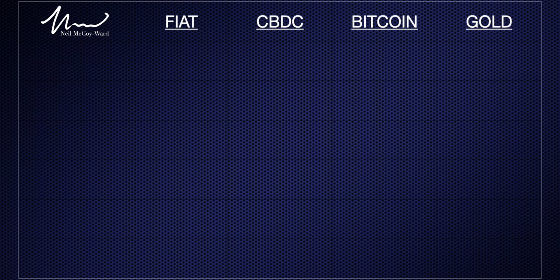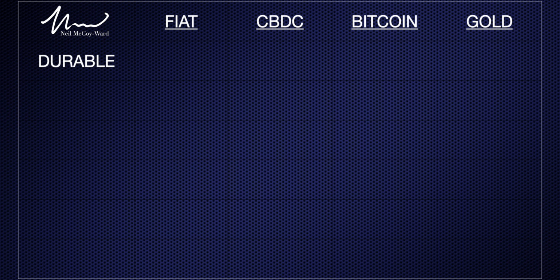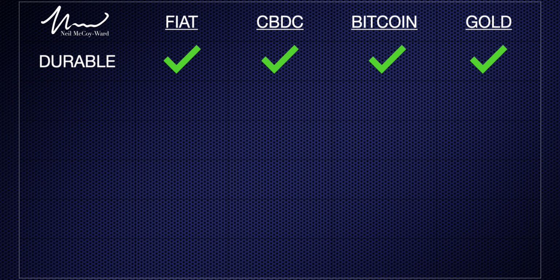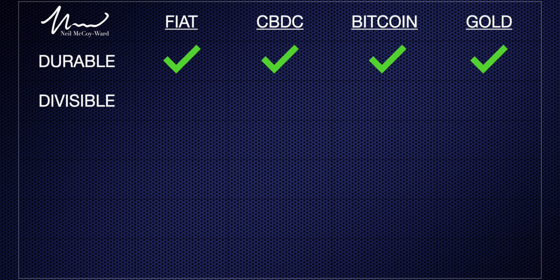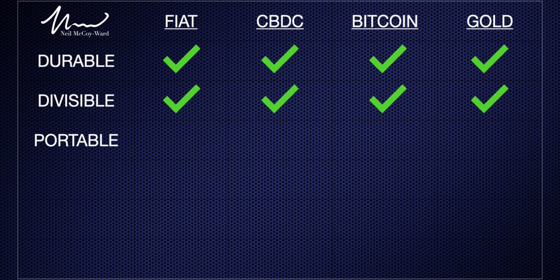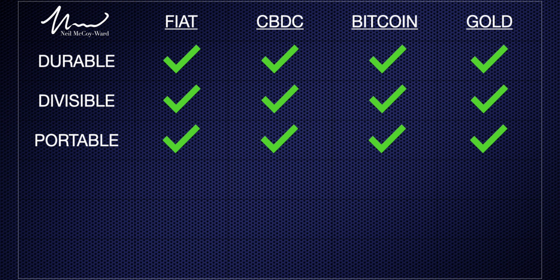So let's begin with the properties of money. What is it that makes money money? Well, number one, is it durable? And the answer is, to all four of these types of payment system, yes, they are all durable. Are they all divisible? Again, the answer is yes. Are they all portable? Can you transport them around quite easily? Again, the answer is yes, although when it comes to gold, it becomes a lot more difficult if you have large amounts of it, but it still is portable.